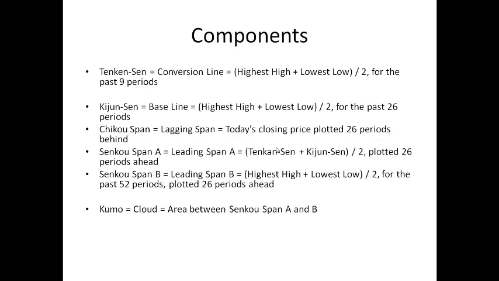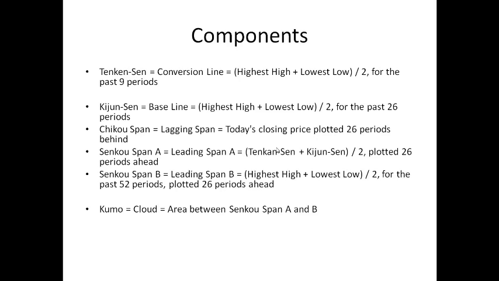Let's look at the various components of the Ichimoku system. The Ichimoku looks pretty complex, but it is not as complex as it is made out to be. Let's look at the various components. The Tenkan-sen is also called the conversion line. This is the fastest line in the Ichimoku, and this is the average of the highest high and the lowest low for the last 9 periods.